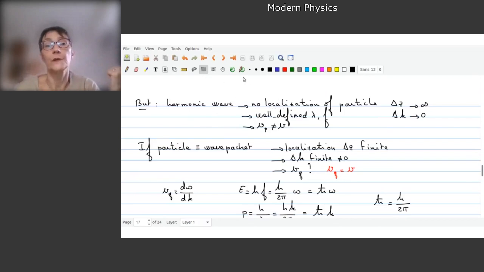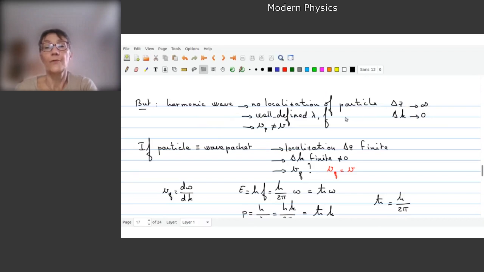You have a harmonic wave, so you can see it extends from minus infinity to plus infinity. You have no localization of the particle, so it is not very physical to describe a particle. And so you have delta z, which is infinity. It's infinite because the particle can be anywhere along the z-axis, between minus infinity and plus infinity.